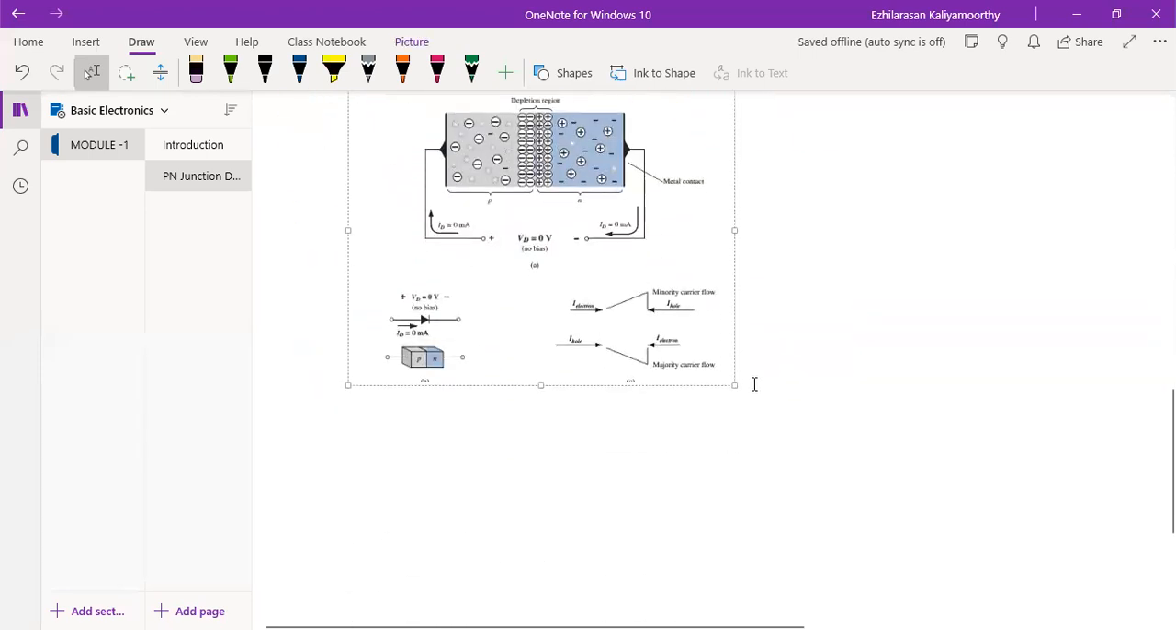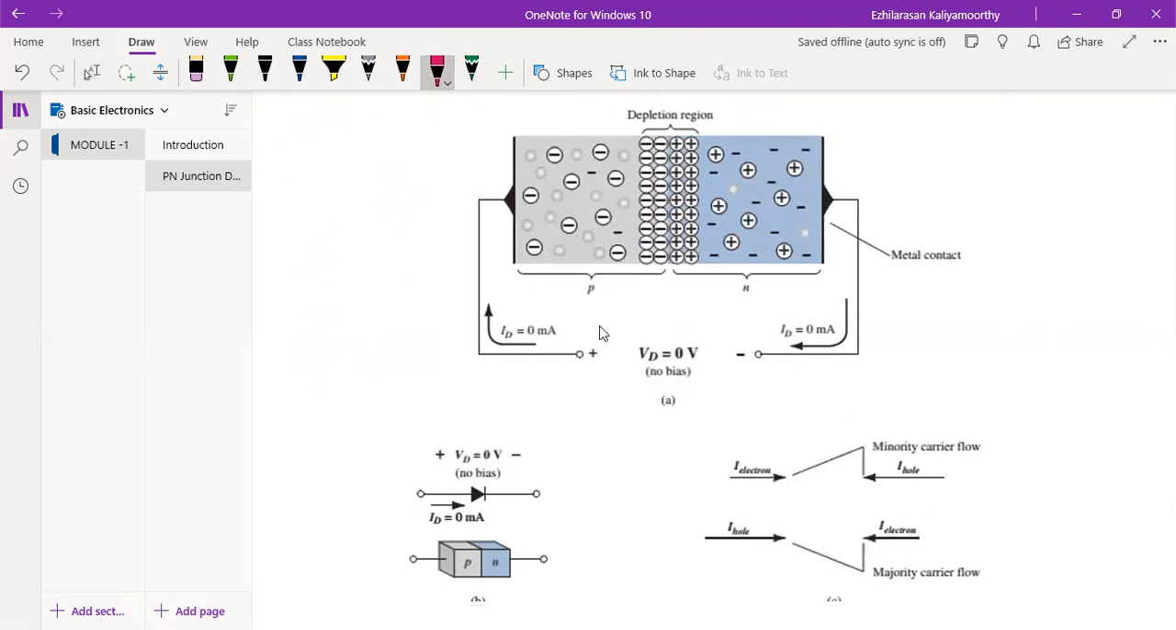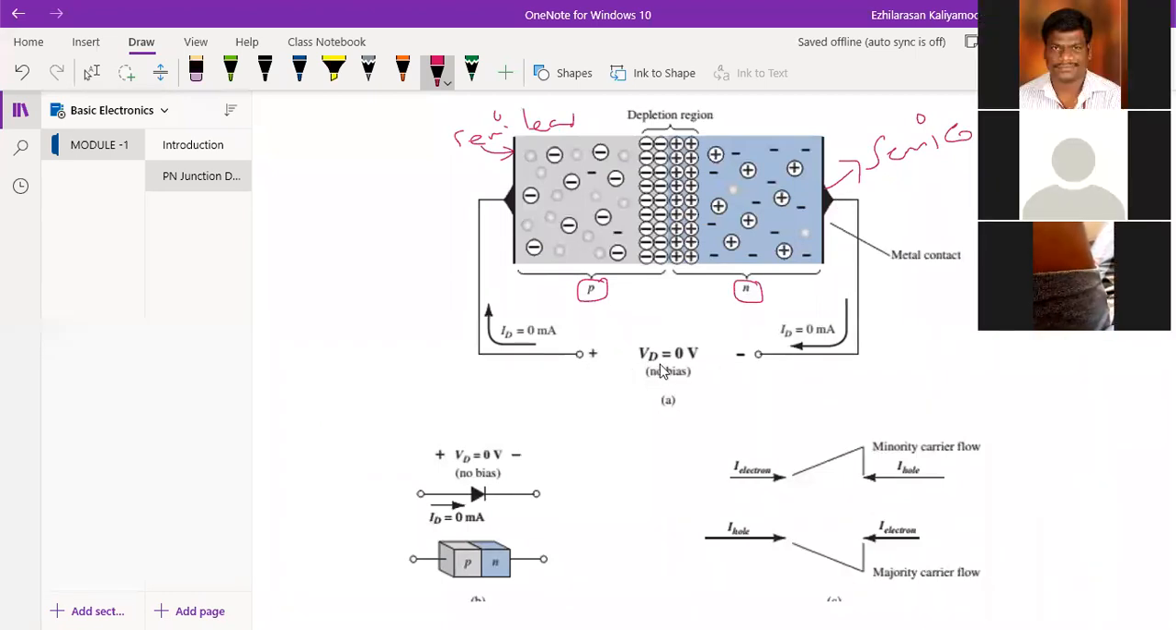See here in this figure, this is the PN junction diode. This is the P type, this is the N type. Here we have a black color, which is the semiconductor lead. This also is a semiconductor lead. From here we connect to the battery, but here we have not connected any battery, that is VD is equal to 0.